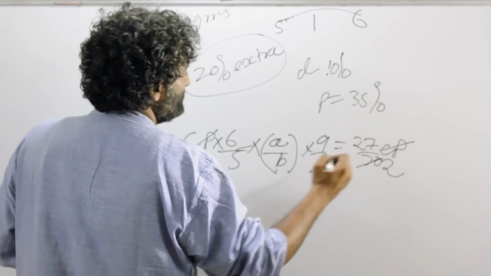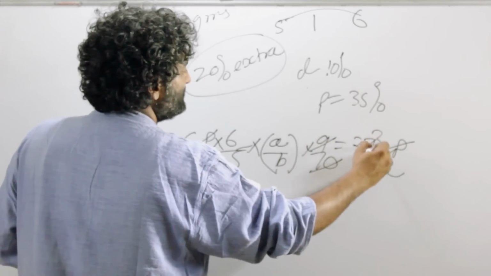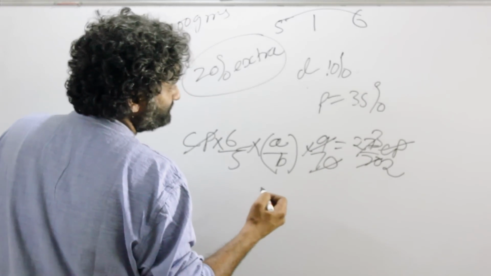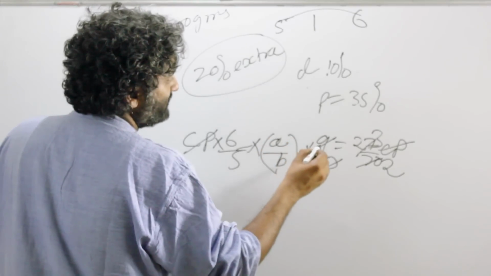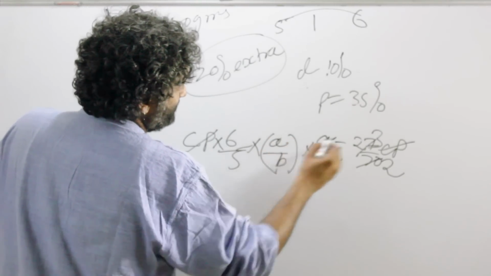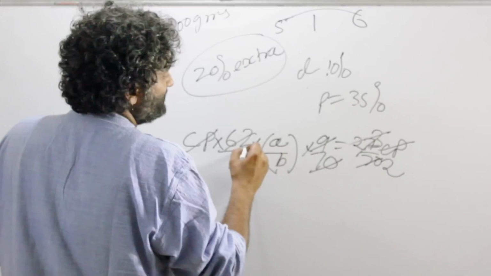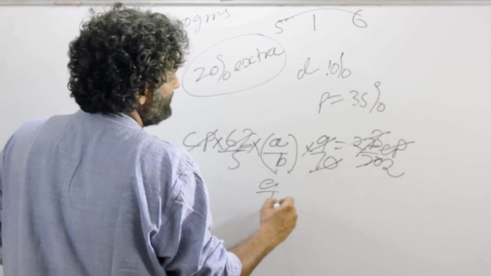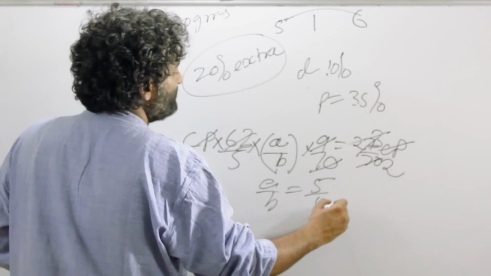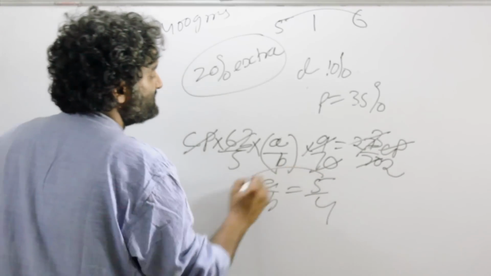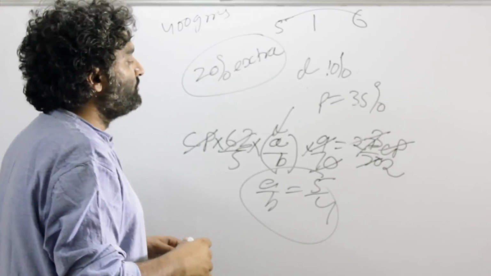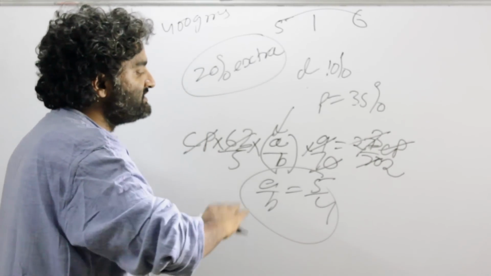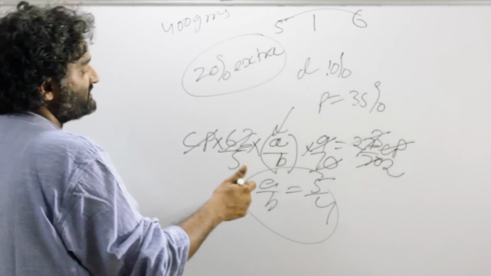This gets cancelled here, this gets cancelled here, right? And after, what else? This gets cancelled here, and A by B eventually reduces to 5 by 4. That means the markup provided by the faulty weighing scale is 5 by 4. That means whatever you put, it is increasing by 25%.